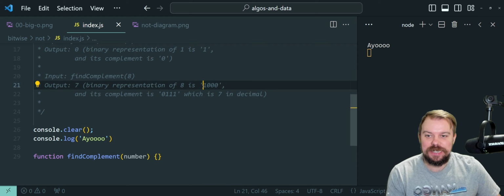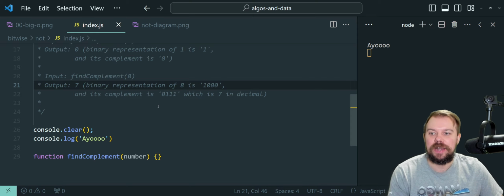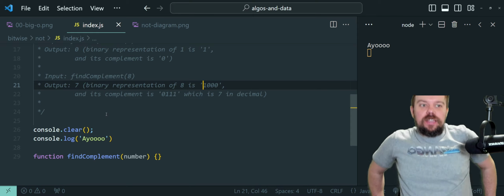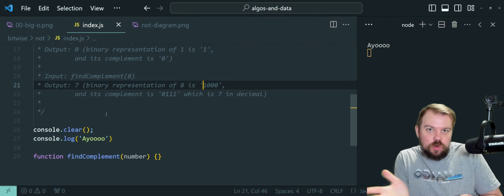So yeah, anyway, we take this and we flip it: 01111, which is 7, because the leading 0 doesn't actually do anything for a binary number. So there you go. That's all you need to do.